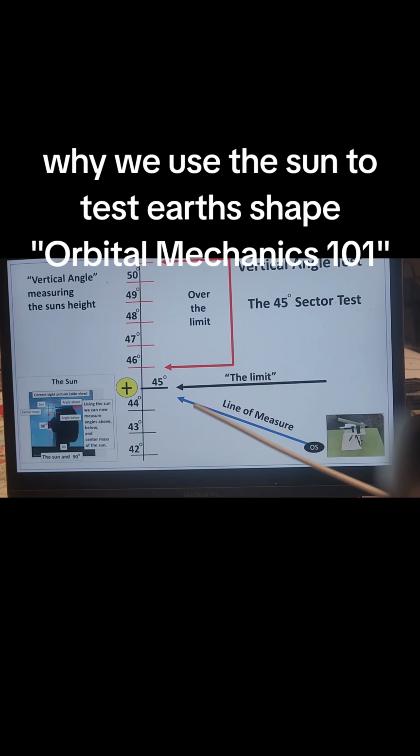And again, for vertical angle, the higher you go up, once you get above 45 degrees in the 45 degree sector test, and here we have a vertical, or measuring a vertical angle to the sun. This is a digital protractor at the very end of it, and that's our sun. You can only go up 45 degrees to reach that limit for the globe model. If you're up in the 46 to 50 or more, you're in flat Earth model territory only. The globe cannot achieve that reading. So again, you have to know the limit.